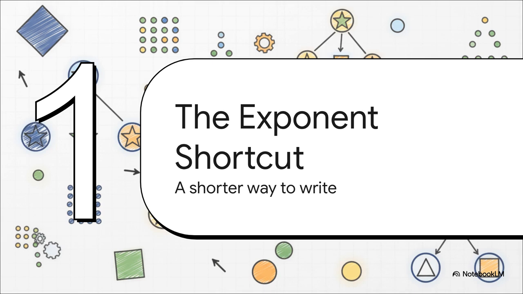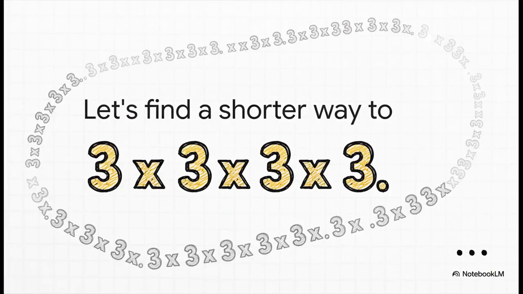You know, math is packed with all these cool shortcuts to make our lives easier, and this one is a really good one to know. So imagine you had to write this out. 3 times 3 times 3 times 3. It's not too bad here, right? But what if you had to multiply it 10 times? Or maybe 100 times? No way. That would take up a whole page. There's got to be a better way.